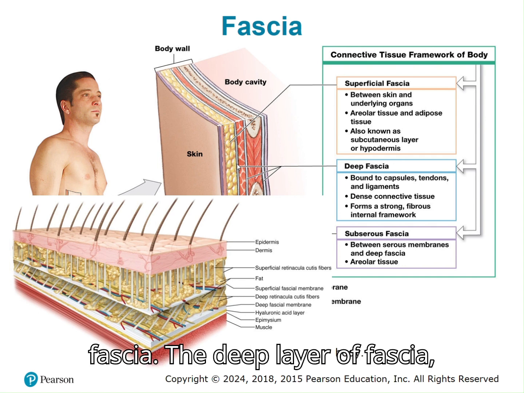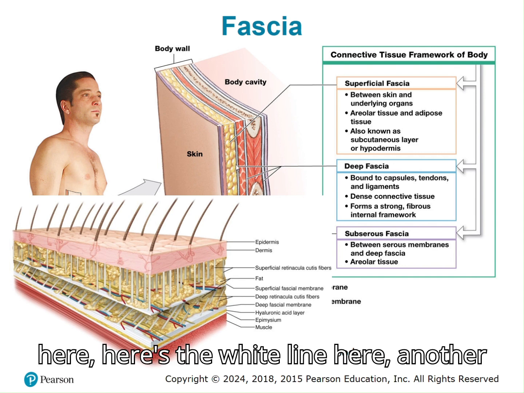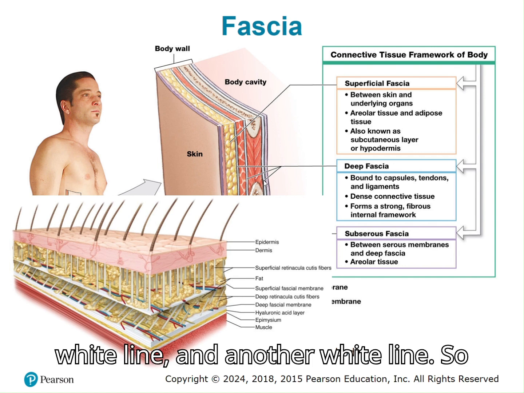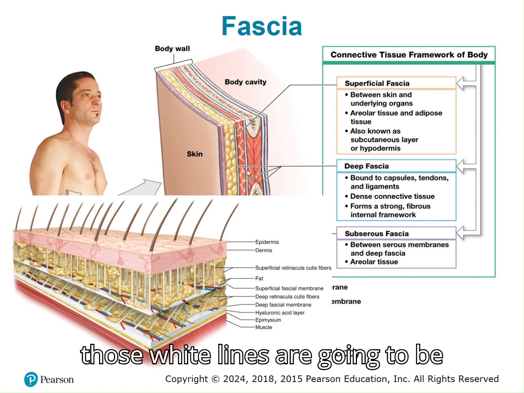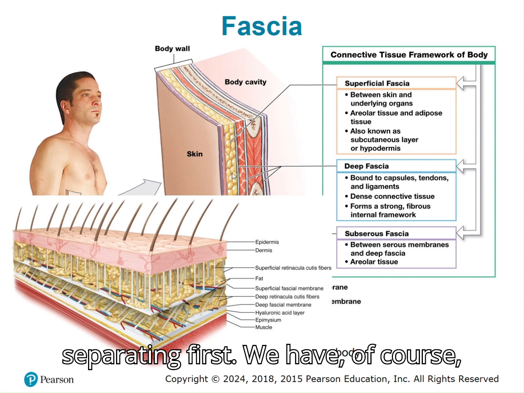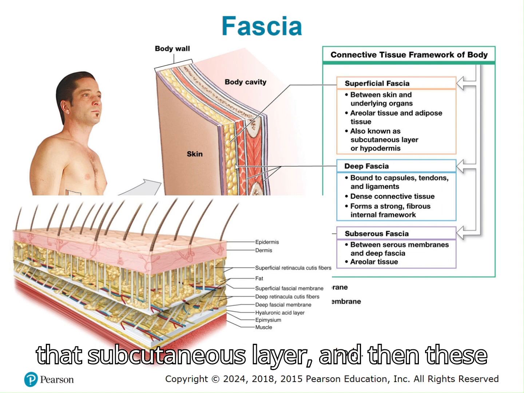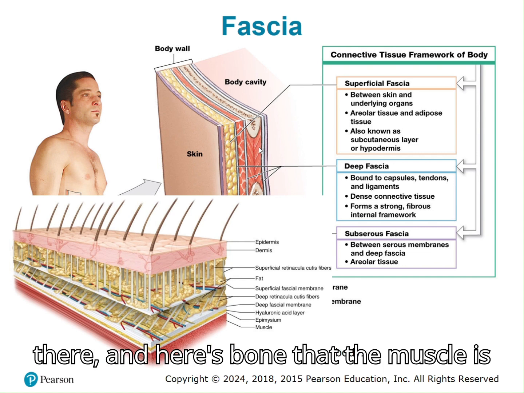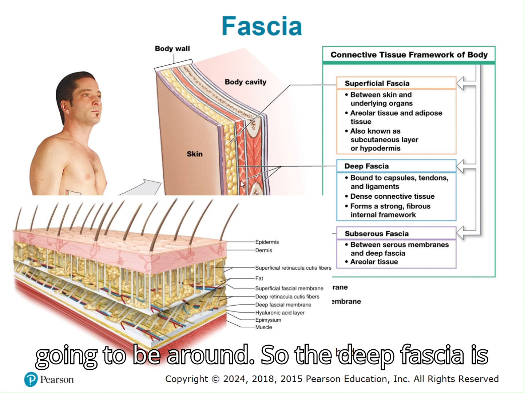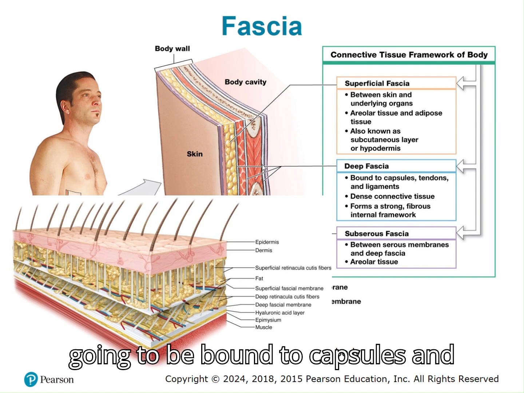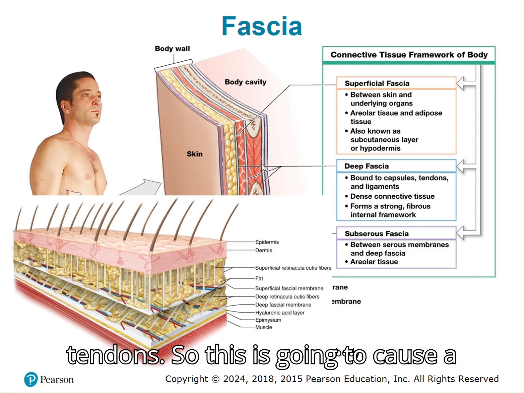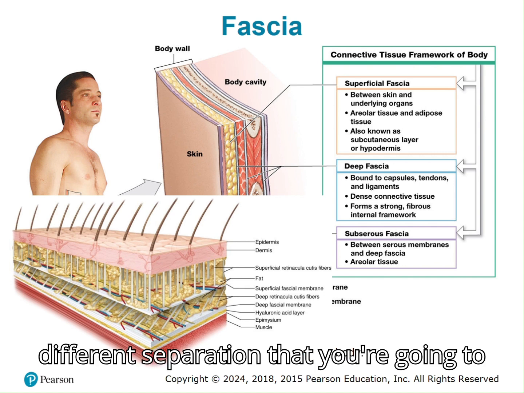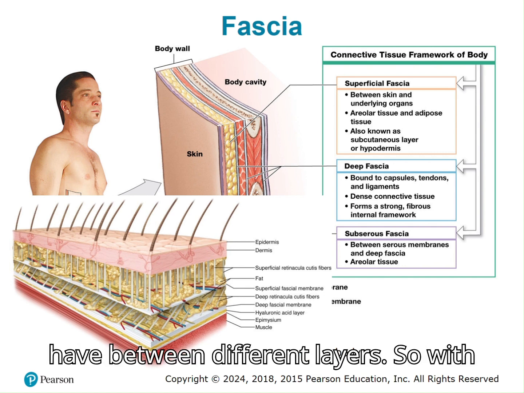The deep layer of fascia, you can kind of see here's one line right here, here's the white line here, another white line, and another white line. So those white lines are going to be separating. First, we have, of course, that subcutaneous layer, and then these are muscular layers that are going to be there, and here's bone that the muscle is going to be around. So the deep fascia is going to be bound to capsules and tendons. So this is going to cause a different separation that you're going to have between different layers.